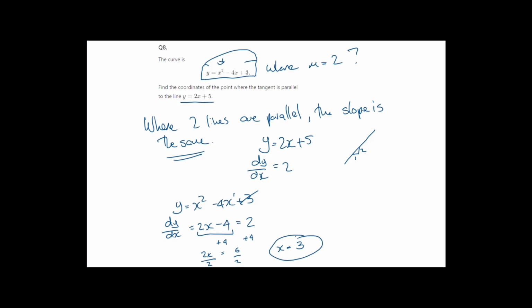So for this function, where x equals 3, the gradient is 2, which is parallel to this line here. So in other words, we have our parabola here, at that point the gradient is 2, and that's going to be parallel to that line there. They're going to be parallel to each other, because when two lines are parallel, the slope is the same.